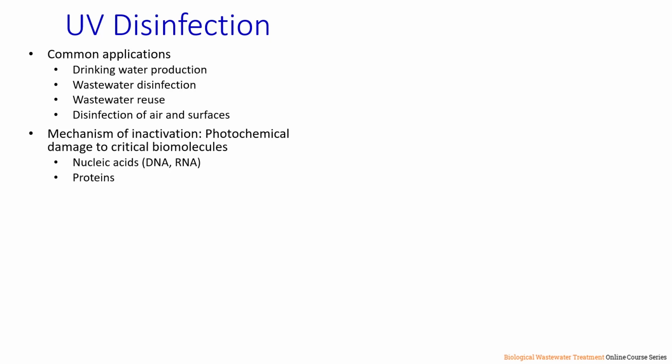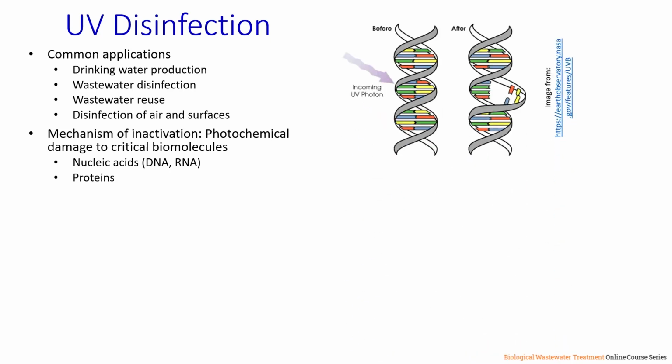Considering first the nucleic acids, and specifically DNA, this is a common image that you can find on the internet and elsewhere that illustrates the process. The basic idea is that a photon will be absorbed by the DNA strand, which leads to dimerization within the DNA strand. For the microorganism to be able to reproduce, it needs to be able to replicate its DNA. This type of damage makes it more difficult for that microorganism to replicate its DNA. If it can't replicate its DNA, then it can't reproduce and it can't cause infection. So this is just a schematic illustration.